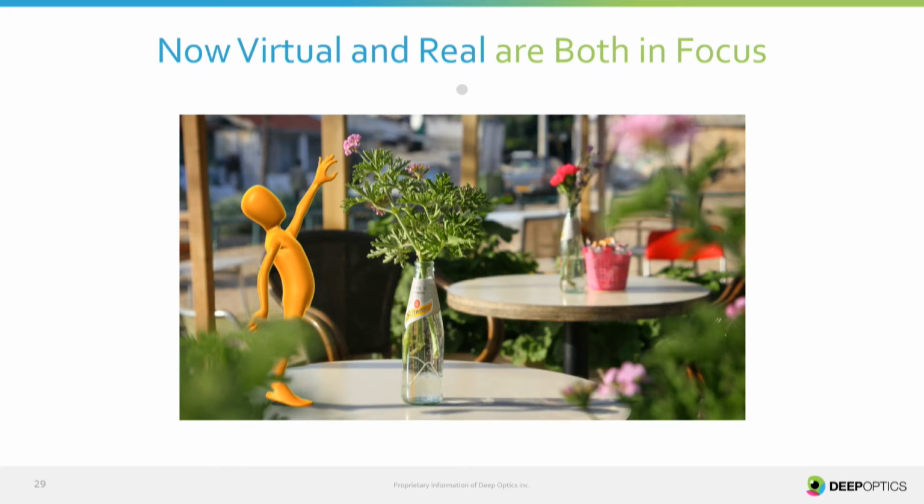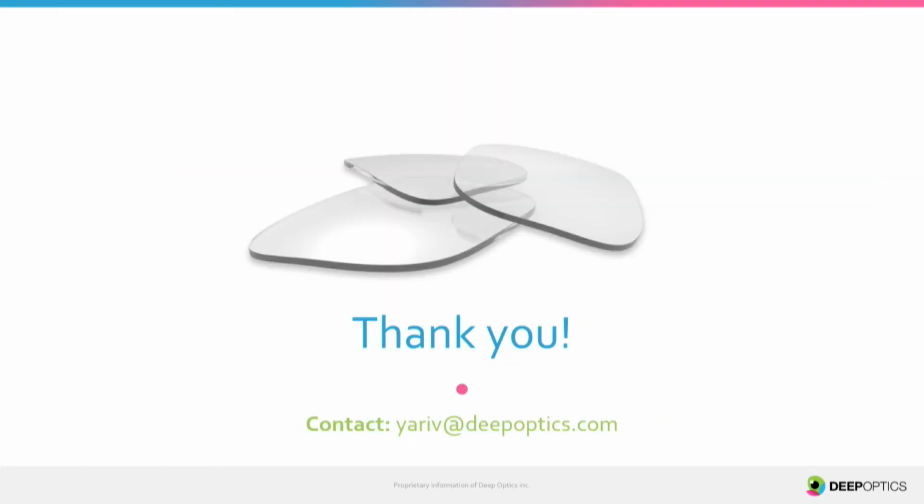We wanted to calibrate or control the focal plane of that virtual character so as to match the virtual distance of the character, and then to match the real distance of the real object. We can see them both in focus simultaneously. That's it. Thank you.